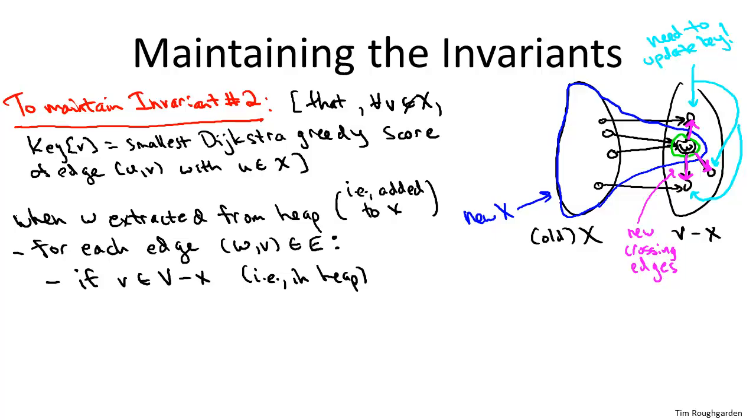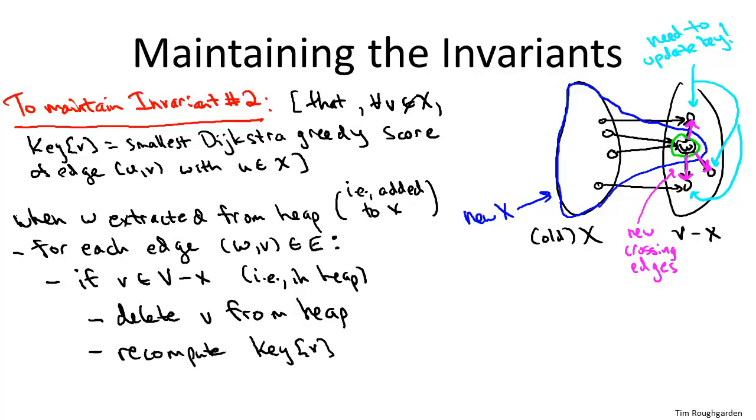As an additional optimization, I want to point out that if one of these vertices v's key does change, it can only change in one way. So remember, what is the key? The key is the smallest greedy Dijkstra score of all of the edges that start in X and stick into this vertex. So that's the local tournament, or the first round tournament, happening at this vertex v. Now the only thing which has changed before and after we added this vertex w to X is that now one new edge is sticking into this vertex v. All of the old edges sticking into it from X are still sticking into it, and now there's one extra candidate in its local tournament, namely this edge wv.